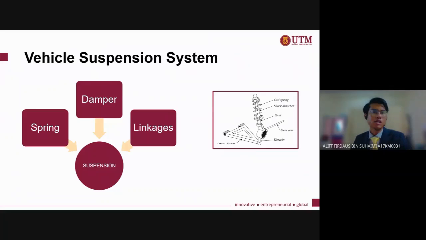Vehicle suspension system. As you can see here, this is the McPherson strut. Literally, suspension system consists of three main parts, which are spring, damper, and linkage. The spring acts to absorb and release energy, and the damper to reduce the oscillation of the suspension, and the linkage acts as the holder of all the parts of the suspension and the wheel itself. And the linkage must be very strong and rigid because it needs to hold other parts.